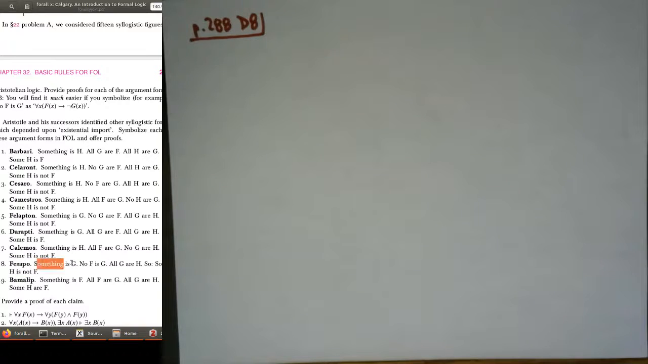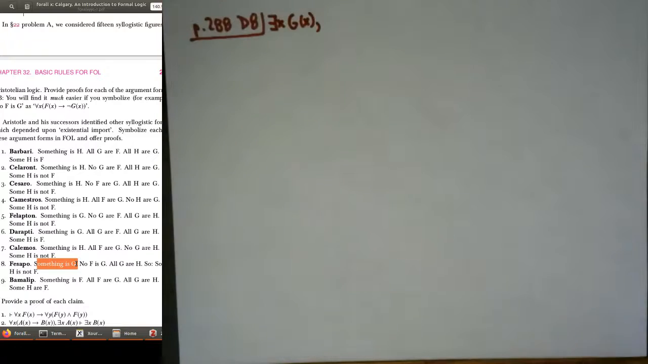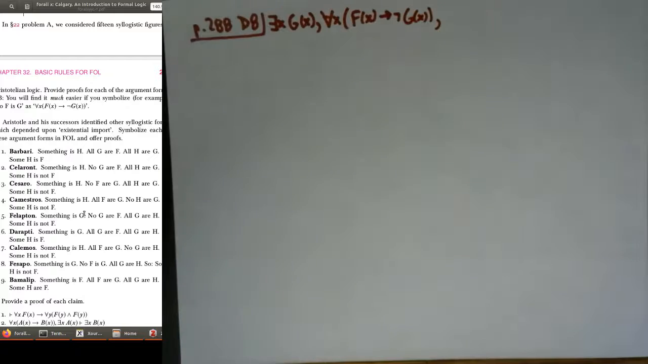So let's start symbolizing. Something is G, so that's an existential statement. There exists X, Gx. Then no F is G. Now they gave us advice on how to do that up here, so we'll just follow that advice. So for all X, Fx implies not Gx. And thirdly, we have all G are H. So that'd be for all X, Gx implies Hx.